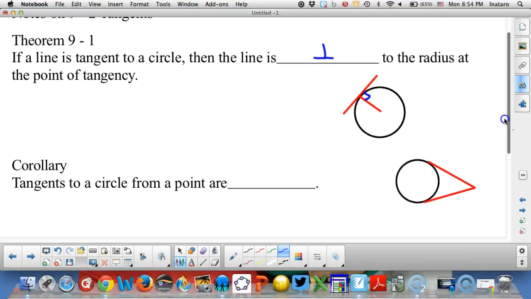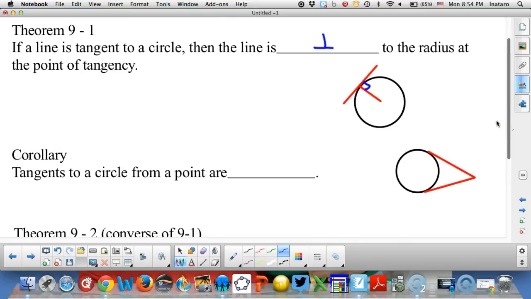The corollary that we learned about towards the end of the Desmos activity yesterday said that tangents to a circle from a point are congruent. So here's our point. Here's our points of tangency. These two segments are congruent.